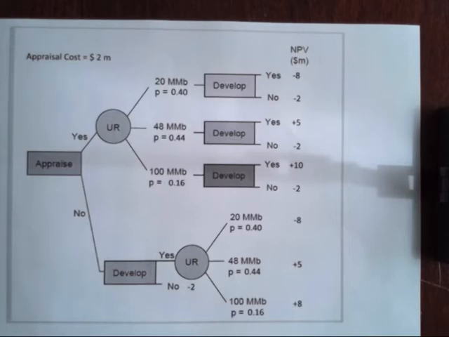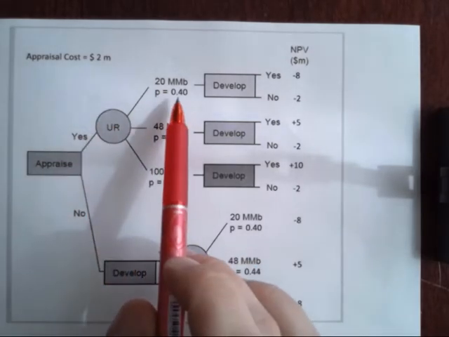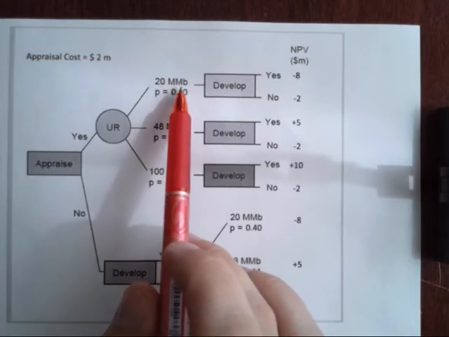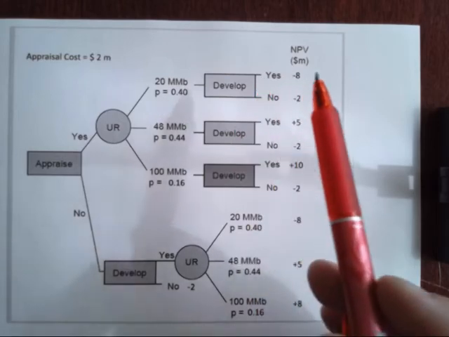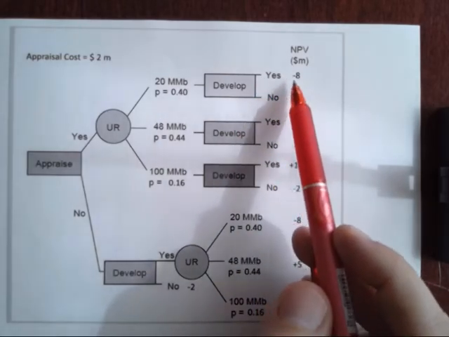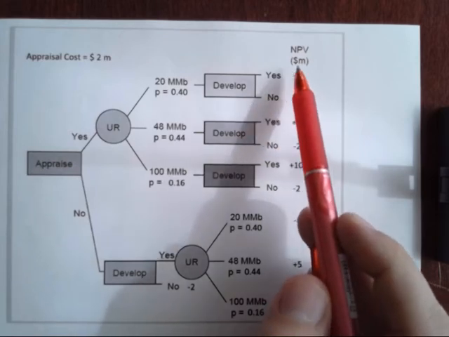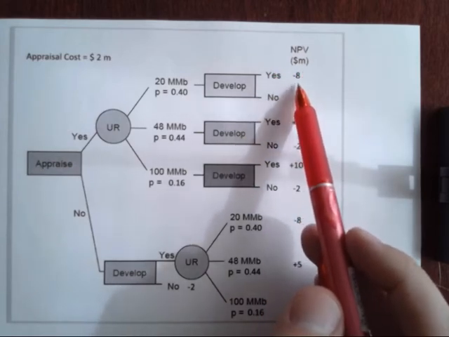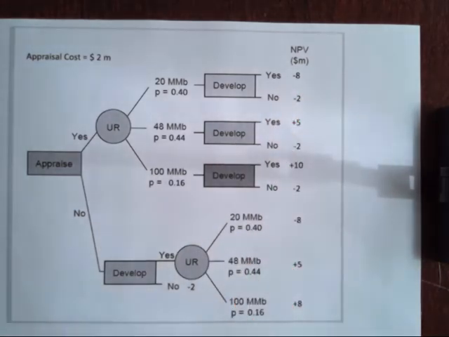So again, we have three possibilities. If we do the appraisal, there's a 40% chance that we find we have 20 million barrels. If that is the case, we can develop it, and we will have two possibilities. So if we do make a facility for 20 million barrels, we stand to lose $8 million. Okay, so we're going to lose $8 million in this case if we do the facility. However, if we do nothing, in this case, we'll lose $2 million.